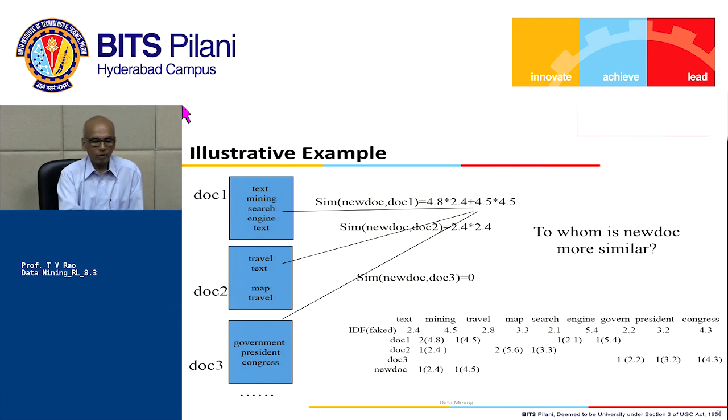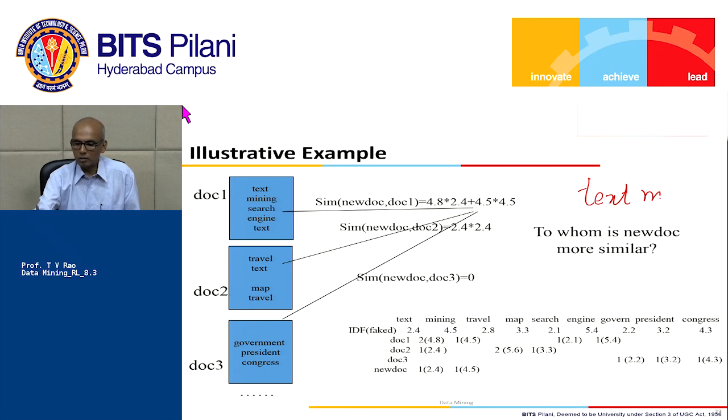Similarly, we can do it for doc2, which contains a different set of keywords, and doc3, which is having a different set of keywords. Now we have a new document which contains text mining. This is all this document contains. So text is happening once and mining is happening once. Now we can do a similarity calculation of the new document with each one of them, doc1, doc2, doc3.